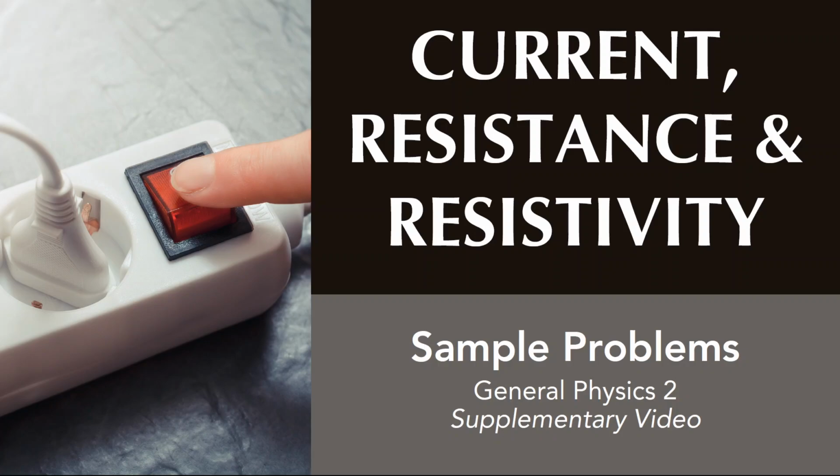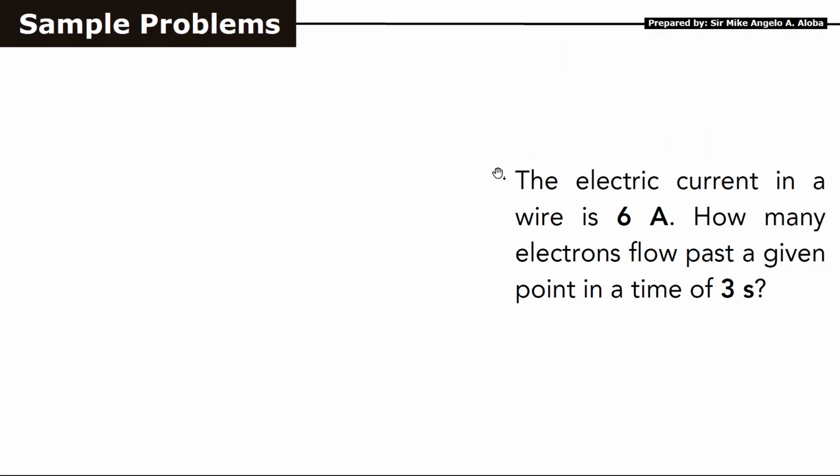Hello, and today we'll be solving problems involving current, resistance, and resistivity. So let's start with this sample problem. The electric current in a wire is 6 amperes. How many electrons flow past a given point in a time of 3 seconds?